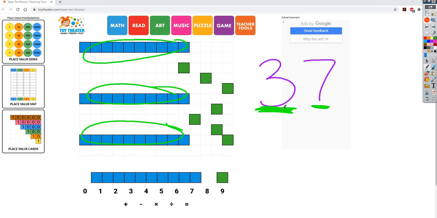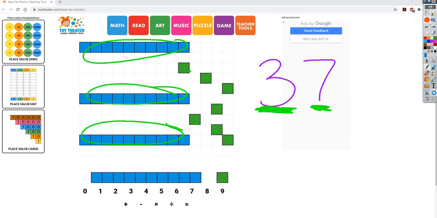Ooh, I have 3 tens, and that makes 30. And then 1, 2, 3, 4, 5, 6, 7. There's my 7. 37 looks like this. And it tells me I have 3 tens and 7 ones. That's what the numbers in the 37 mean. The 3 and the 7 mean something. They're telling you how many tens and ones it has.